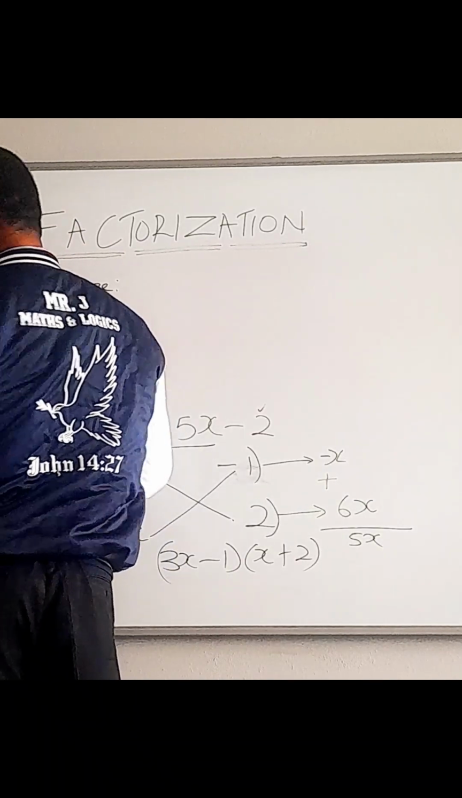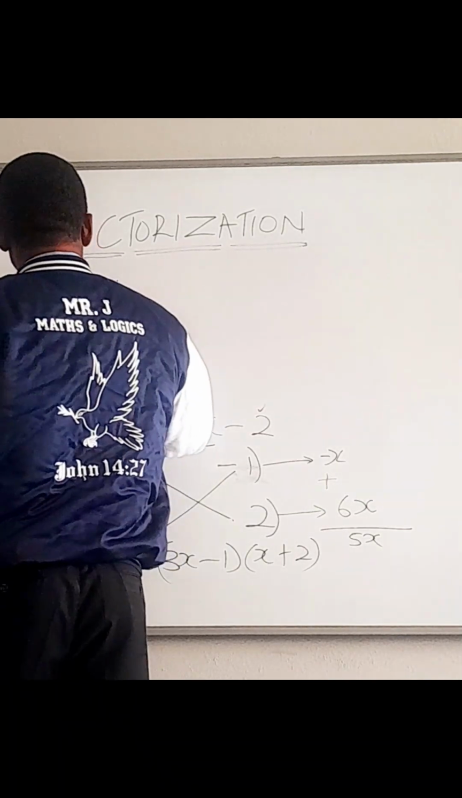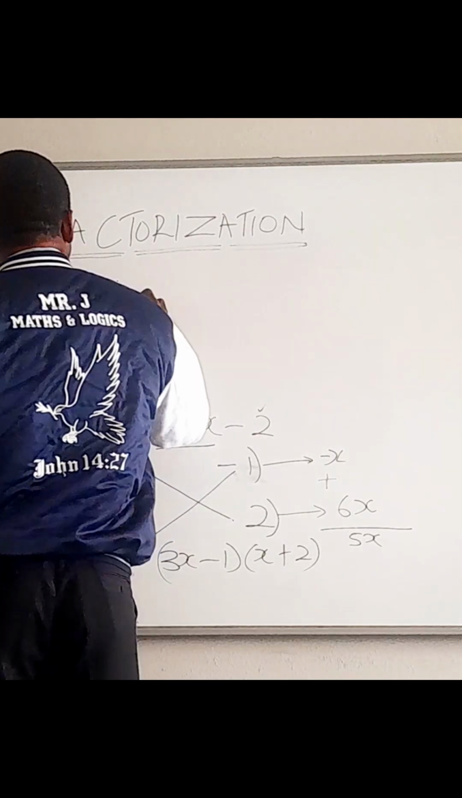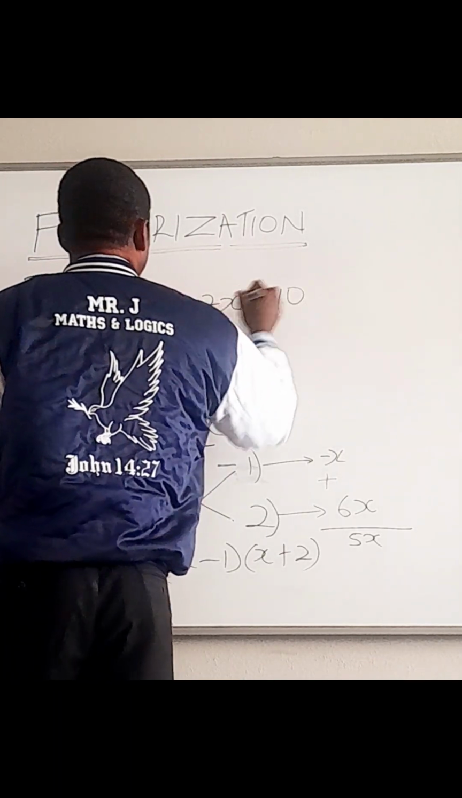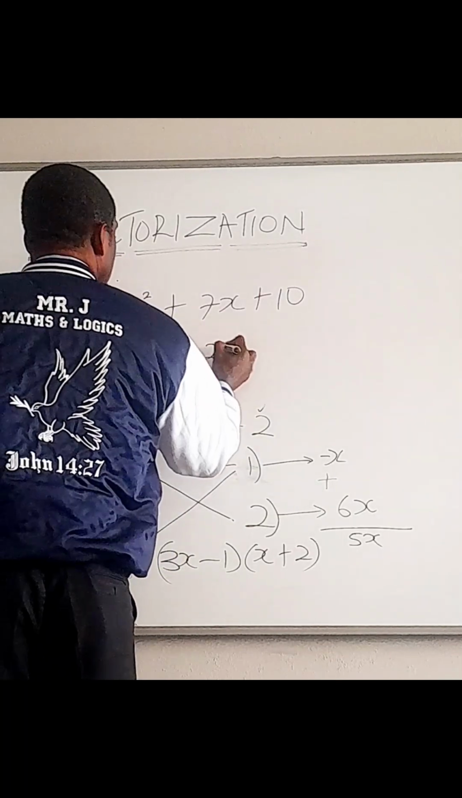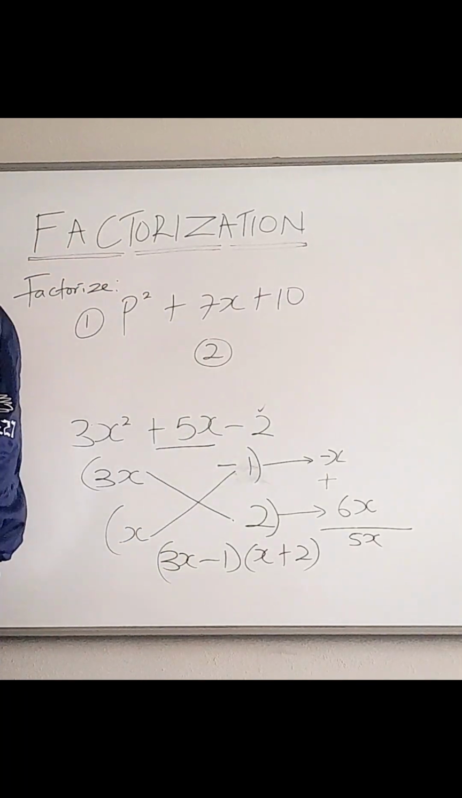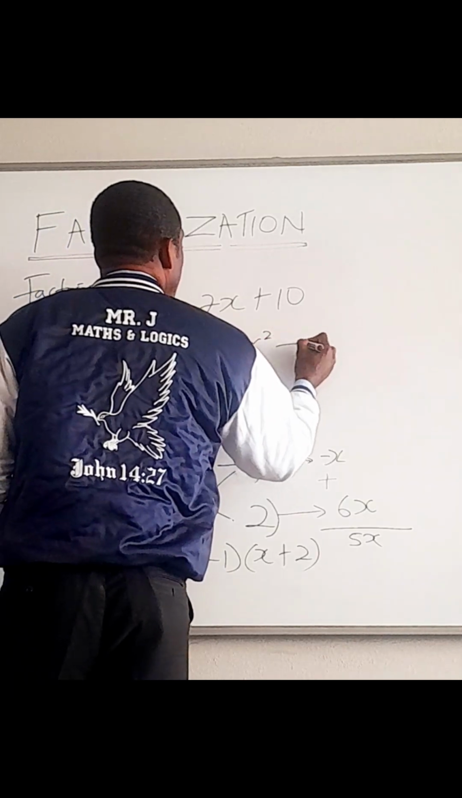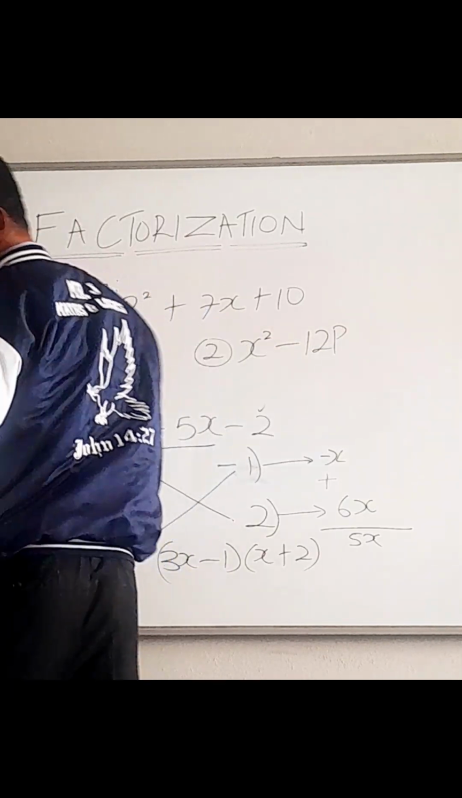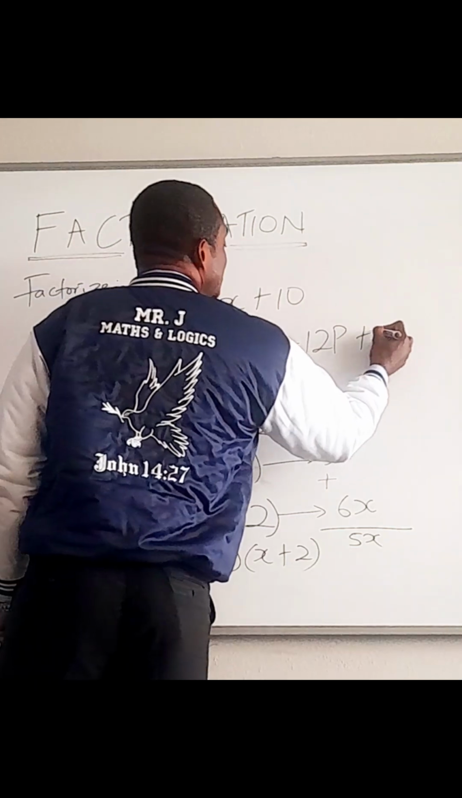Okay, the first one that I want you to factorize is 10p squared plus 7x plus 10. The second is to factorize x squared minus 12p plus 32.